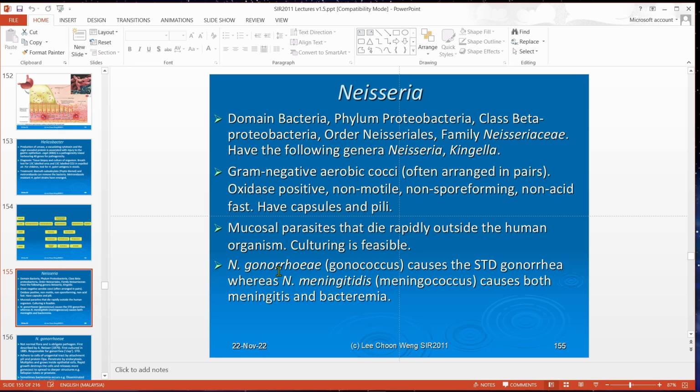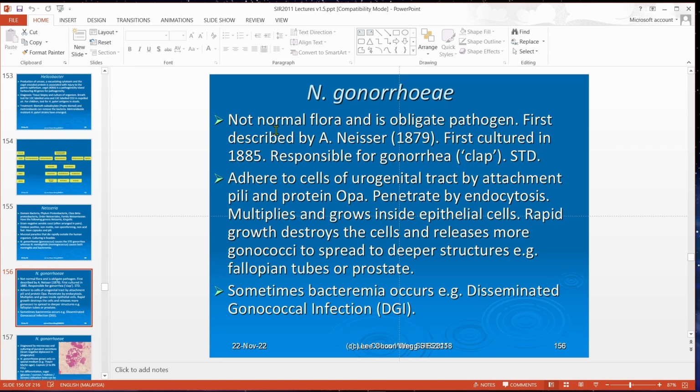Under Neisseria, we have Neisseria gonorrhoeae or gonococcus that causes the sexually transmitted disease gonorrhea, whereas we also have Neisseria meningitidis, also known as meningococcus, that causes both meningitis and bacteremia. Neisseria gonorrhoeae is not a normal flora and is an obligate pathogen. It was first described by A. Neisser in 1879, first cultured in 1885, and is responsible for gonorrhea, also known as clap.